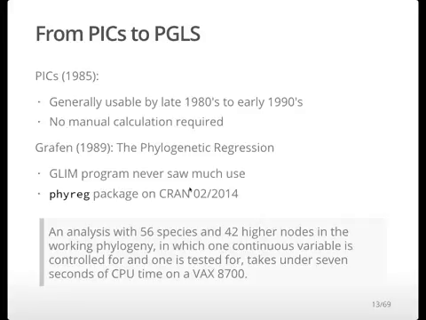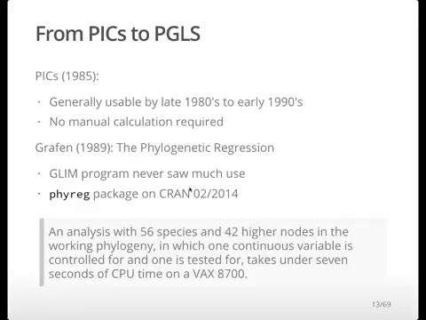And so shortly thereafter, Alan Grafen wrote this very, very, very long paper called The Phylogenetic Regression. It basically said, this should work. And it's really long and impossible to read. It was essentially all math. Basically said we should be able to do this, right?